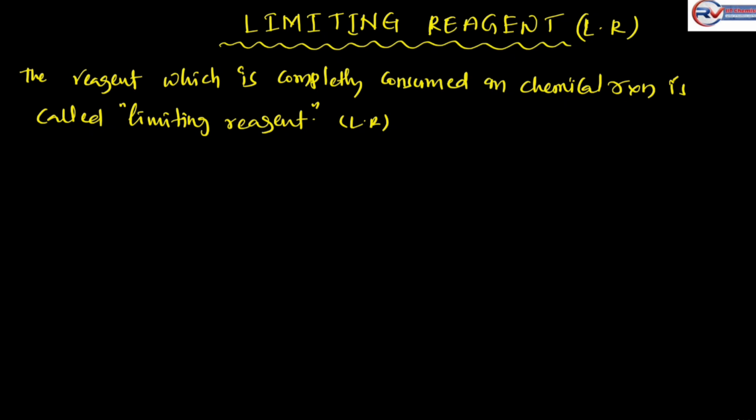The reagent which is completely consumed in a chemical reaction is called the limiting reagent. What does that mean? Let's see. I'm taking a simple example for limiting reagents: A plus B gives AB product.